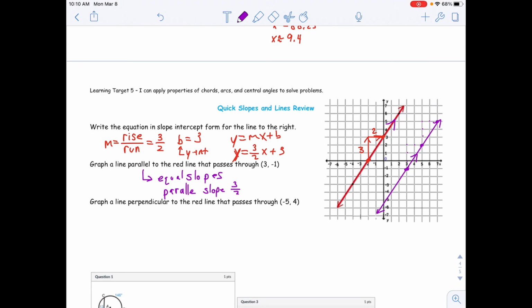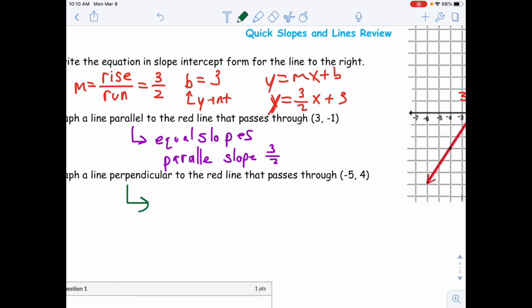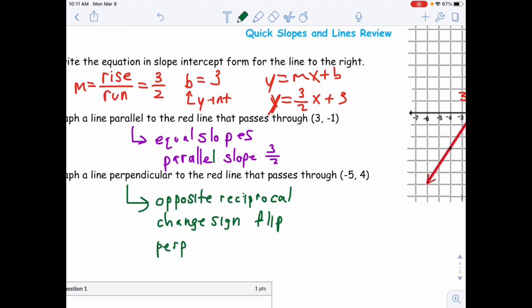And graph it perpendicular. That means opposite reciprocal. That means we change sign. That's what opposite means. Reciprocal means flip. So my perpendicular slope, change sign, it's going to be negative and then flip, 2 over 3.